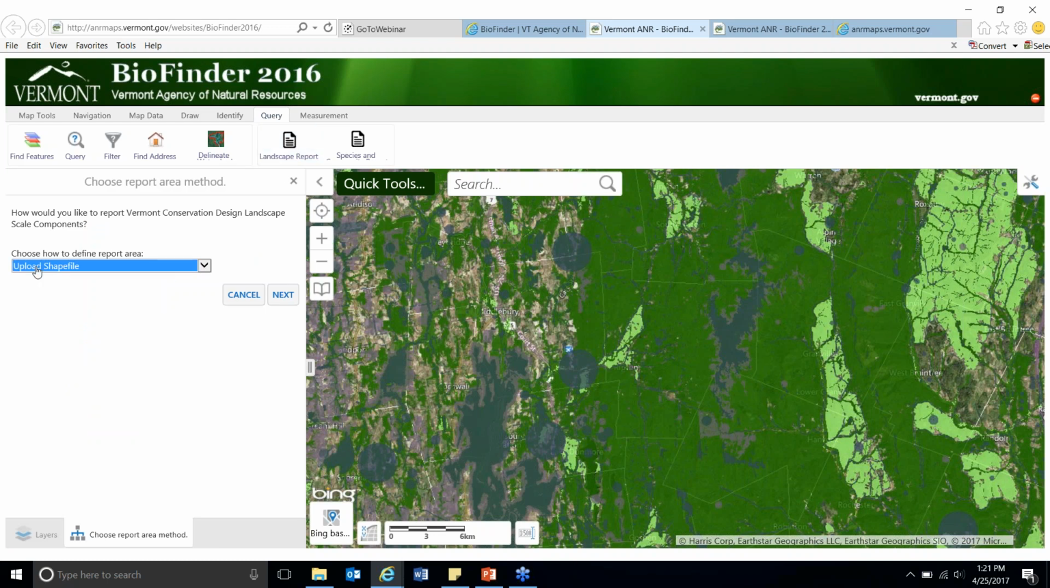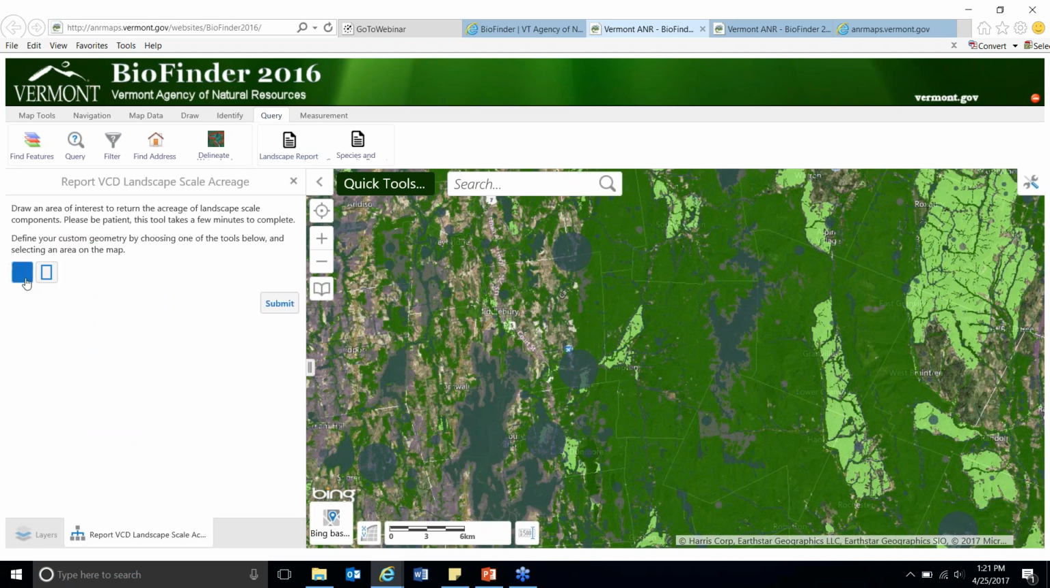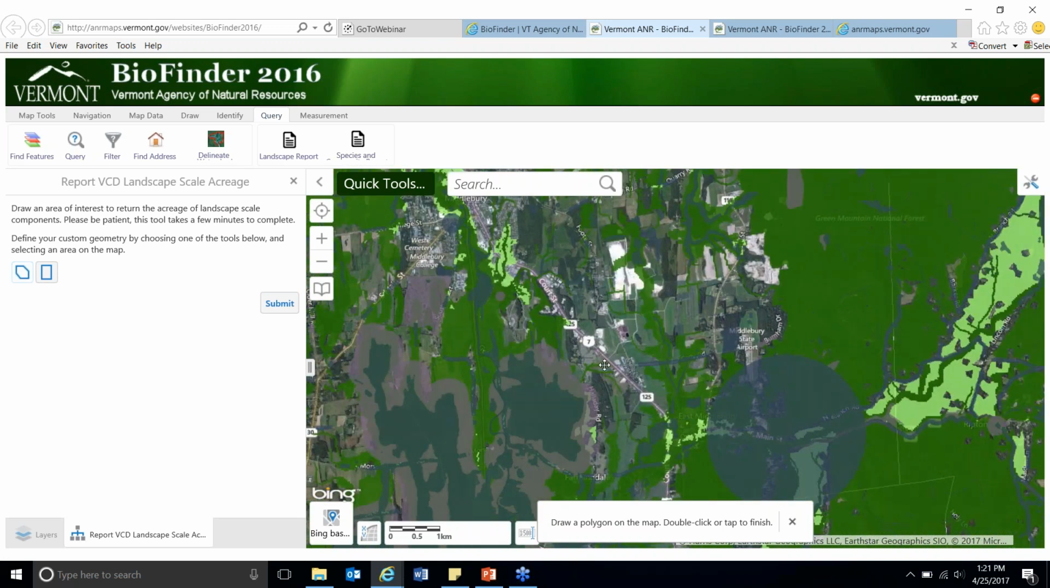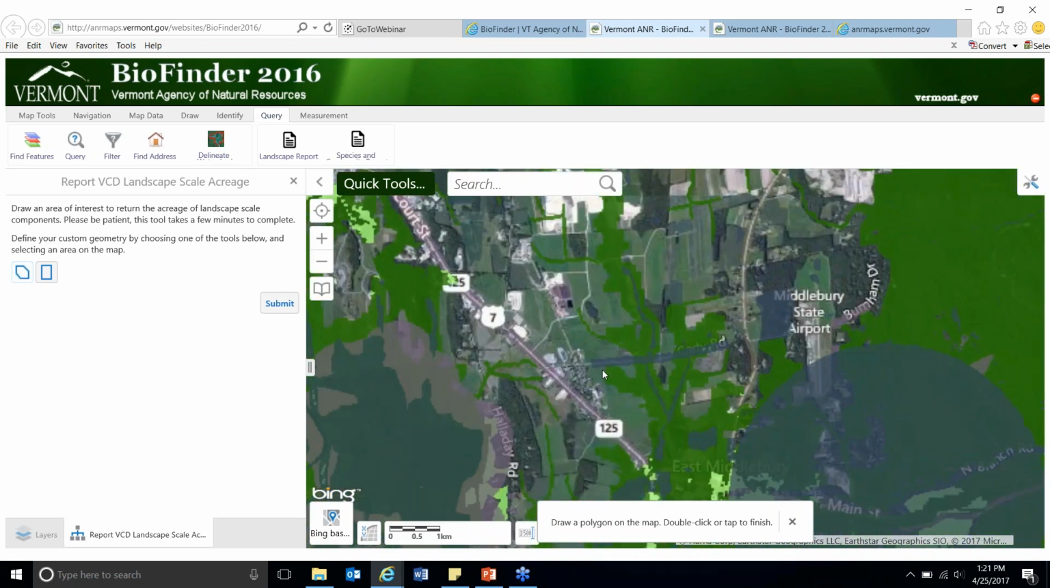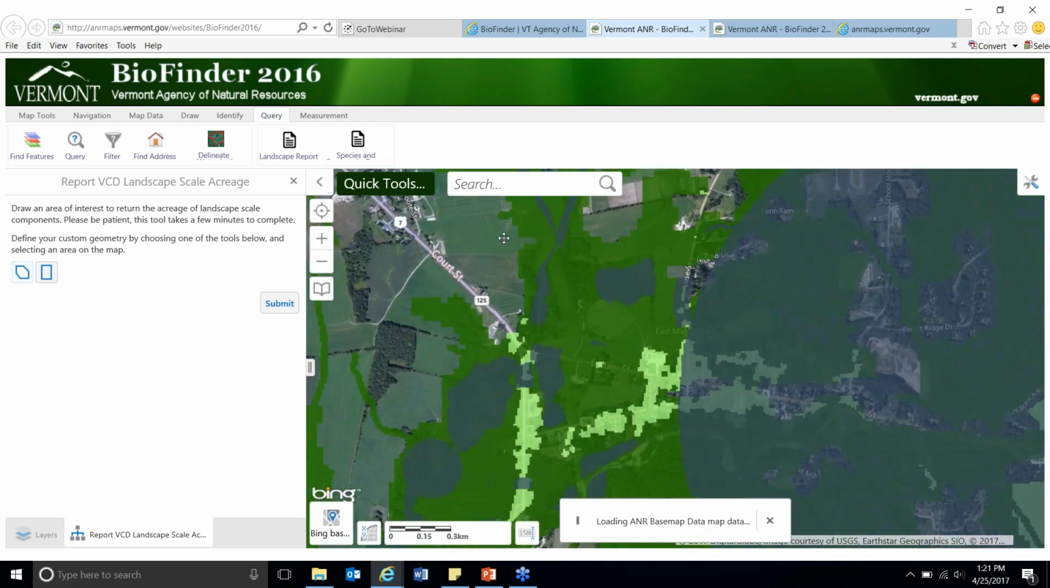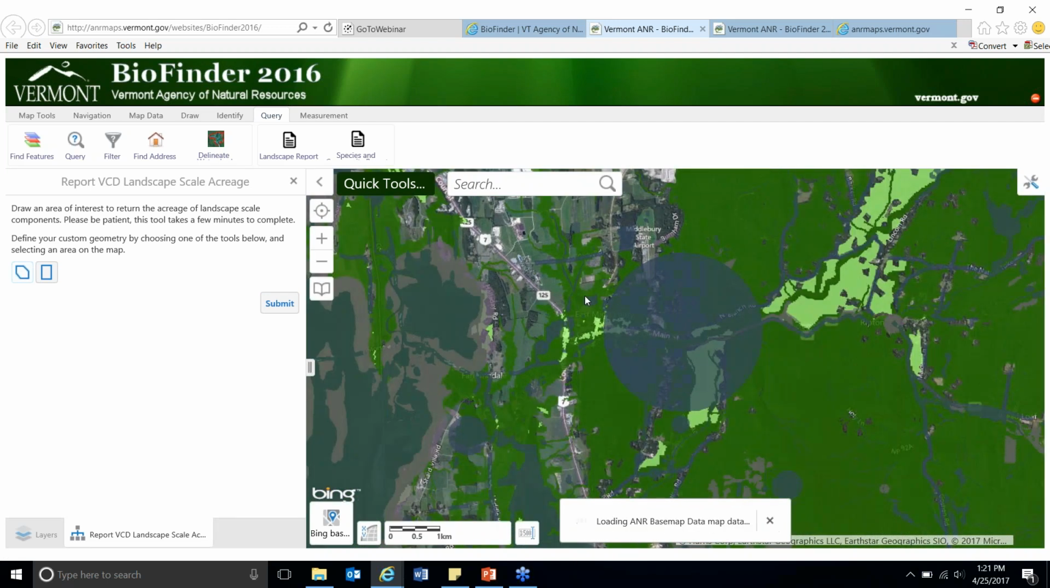And this report will allow you to either upload a shapefile. I could upload the file that I just drew, or I can do a user-defined area, click next, and draw an area of interest. Maybe I'll zoom in a little bit. Maybe this is the area down here. This is a really great one to do even at a property scale. Although of course you're getting priorities at the state level if you do that.